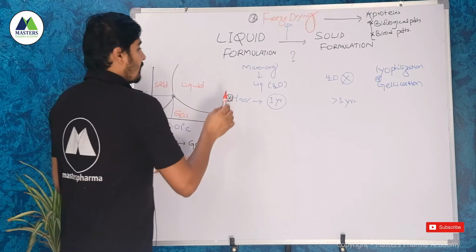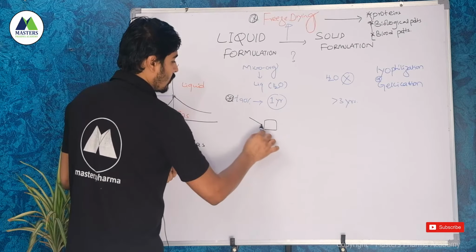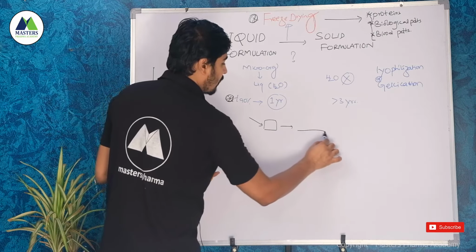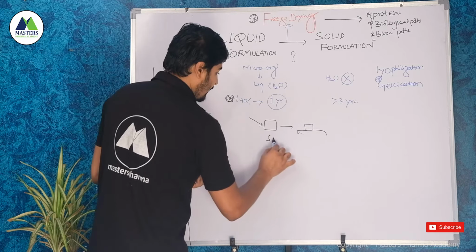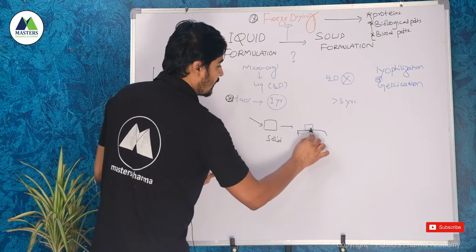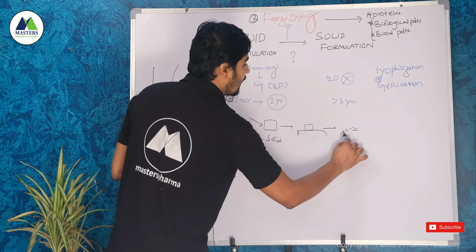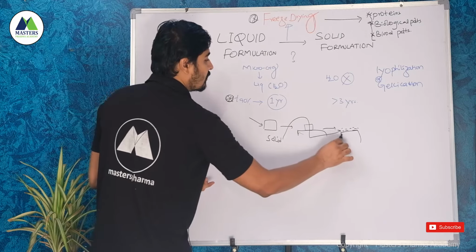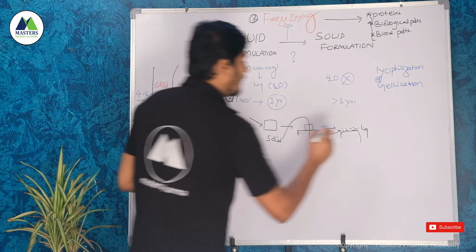Generally, if you take an ice cube from the fridge and place it on a table, this solid, if you keep it on the table, after some time it will convert to liquid. The solid ice is converted to liquid. This is nothing but melting.